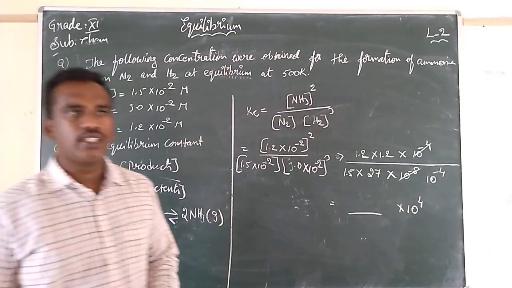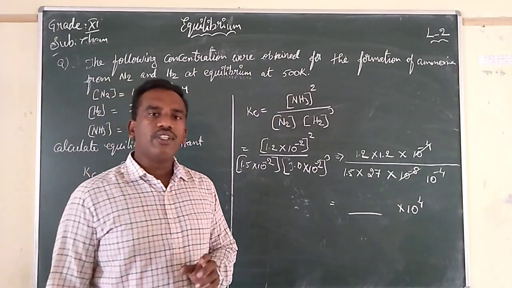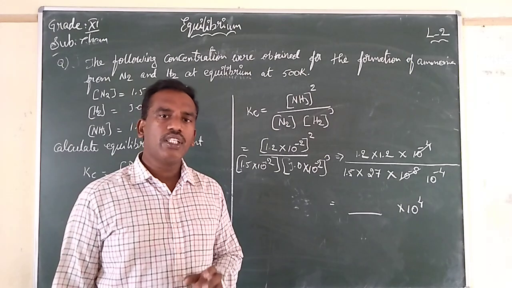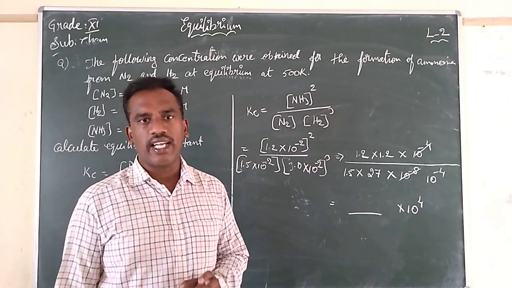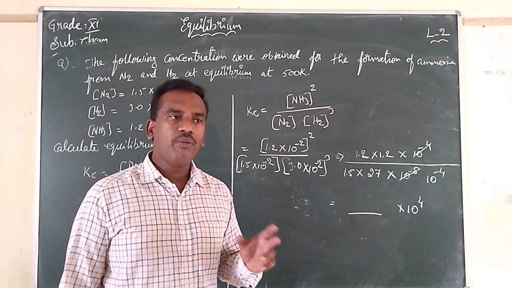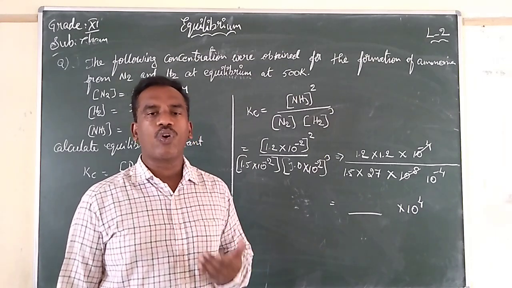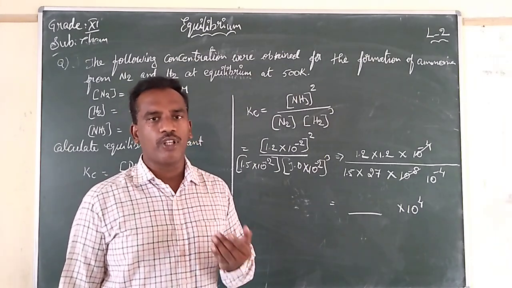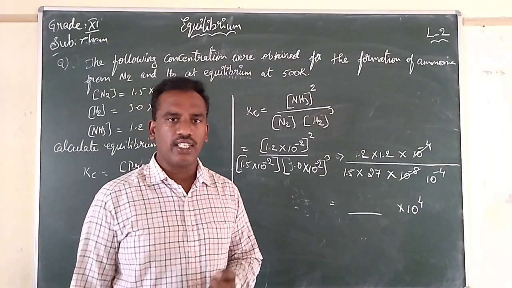In the next class, we will see how to calculate the equilibrium constant regarding the gaseous reactants and products. That will be used with the equation derived from the ideal gas equation, where PV is equal to nRT, which we had learned.